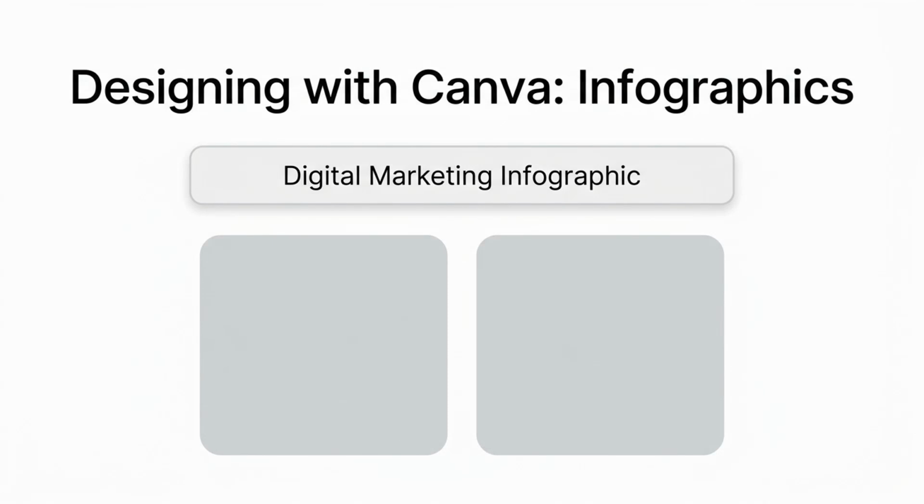When you are ready to create your own, simply open up Canva and use the search bar to look for specific infographic templates. For instance, if you type in digital marketing, you will be presented with countless options. It is important to pay attention to the labels on the thumbnails, as you will want to filter out the premium templates if you are looking for free versions to practice with.